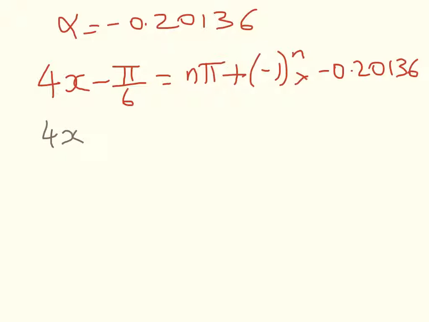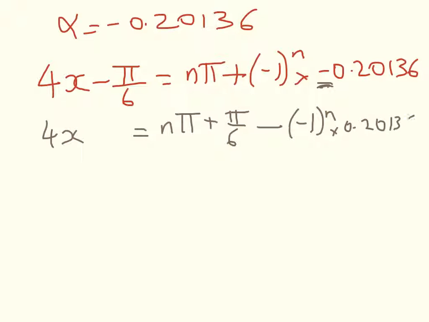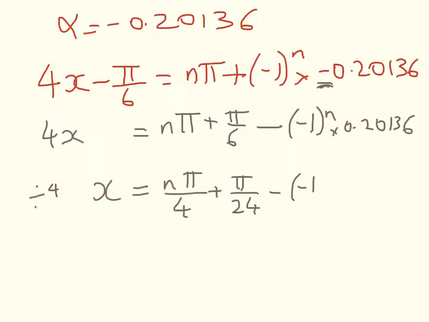First we're going to get 4x is equal to n pi plus pi on 6. I've got a negative number here, so I'm going to make that minus negative 1 to the n times 0.20136. It just looks much cleaner that way. Now I'm dividing through both sides by 4, and I get my final answer, which is x equals n pi on 4 plus pi divided by 24 minus negative 1 to the n times 0.0503.